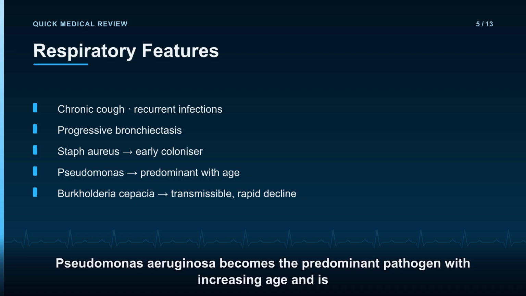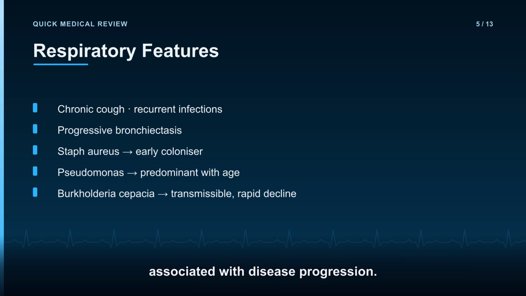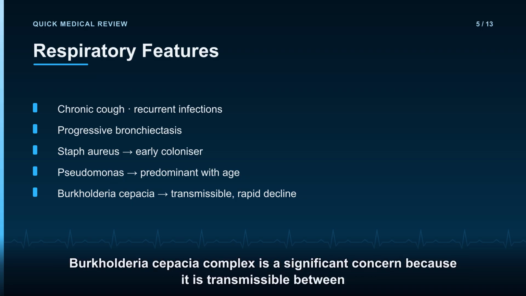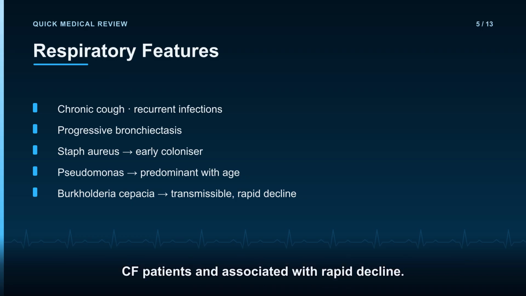Pseudomonas aeruginosa becomes the predominant pathogen with increasing age and is associated with disease progression. Burkholderia cepacia complex is a significant concern because it is transmissible between CF patients and associated with rapid decline.